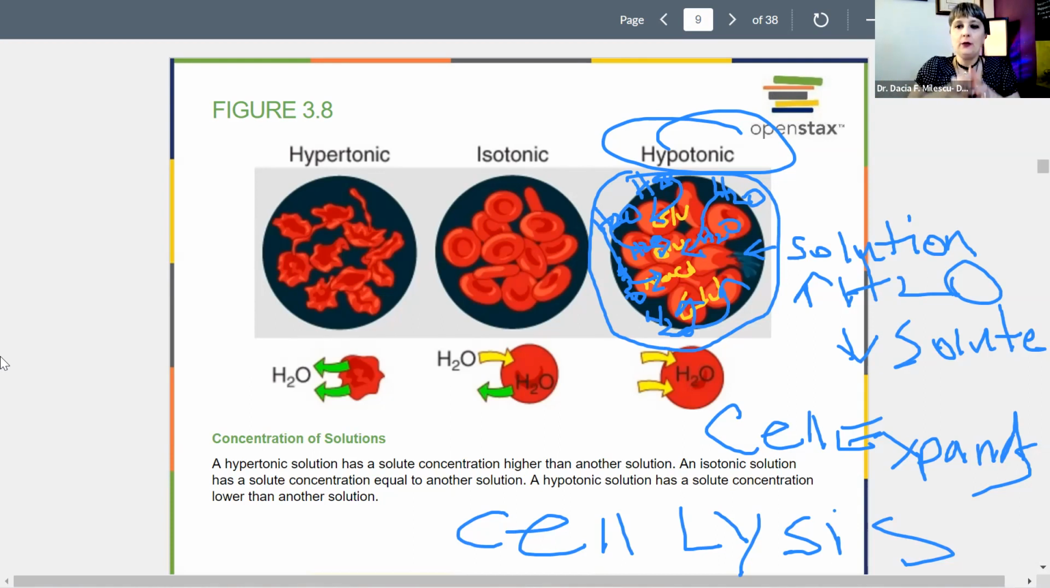Hypotonic, we have the opposite. We have lots and lots and lots of water in the actual solution, but not a lot of solute. So therefore, the balance is the opposite, where the cells have more solute and less water. So therefore, water is going to go from outside of the cell, from the solution, into the cell because the cell has more solute and less water, while water follows solute. Water leaves the solution and enters the cell where there's more solute and less water. In essence, water follows solute. And so therefore, the cells expand and can burst, and that's called cell lysis.